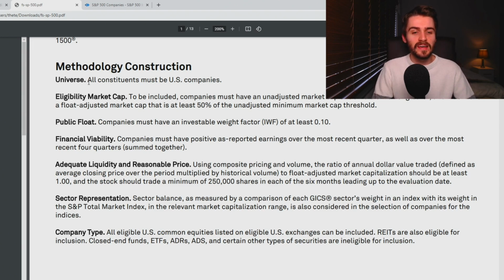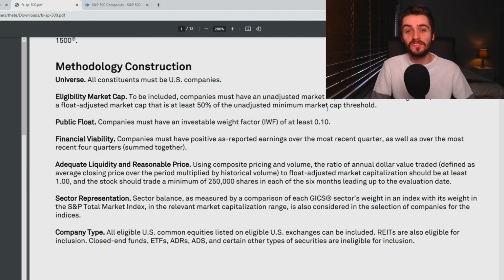The first requirement here is that all constituents must be US companies, so we're not going to see any international companies included within the S&P 500 index. The next requirement concerns market capitalization. In order to be considered for inclusion within the index, companies must have an unadjusted market cap of $9.8 billion or greater, and must have a float adjusted market cap that is at least 50% of the unadjusted minimum market cap threshold.